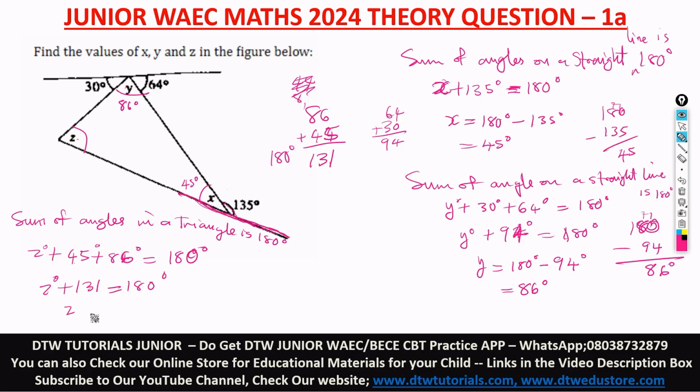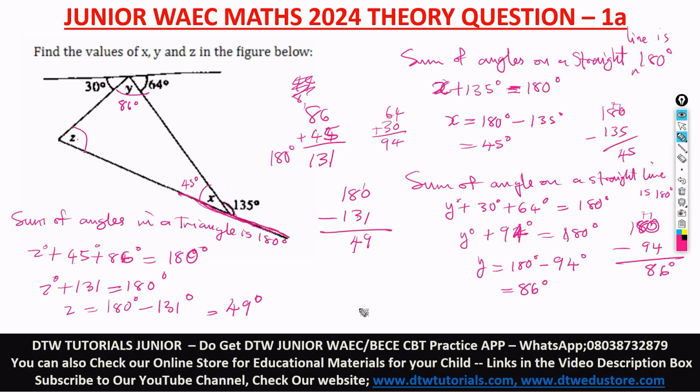So how do we find our z? We take 131 to the other side. So we have 180 degrees minus 131 degrees. And what would that give us? All right, let's subtract 180 minus 131. Borrow 1 here, 10. 10 minus 1, 9. What is left here? 7. 7 minus 3 will give us 4. So we have 49 degrees. So z is 49.